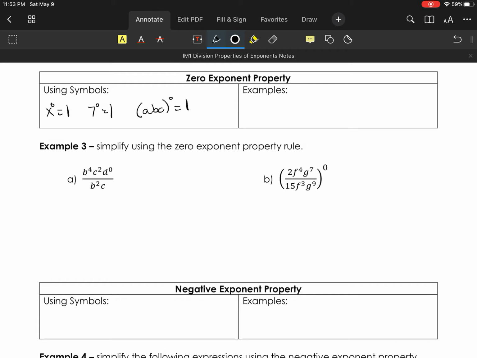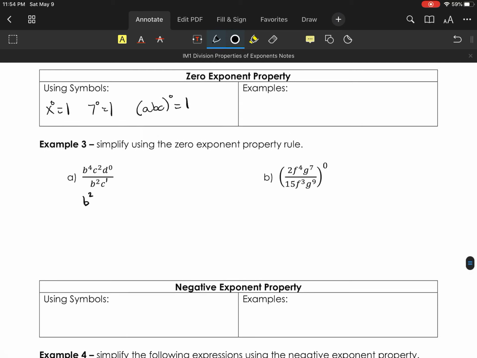So on letter A, you have b to the 4th, c squared, d to the 0 over b squared c. I'm going to simplify the b's and the c's first of all. So b to the 4th over b squared. Again, I'm going to subtract my exponents. So 4 minus 2 gives you b squared. C squared over c to the first, I'm going to subtract 2 minus 1, which gives me just 1. So that's just c. And then d to the 0, that is 1, which means it just cancels out here, because if I multiply that times 1, it doesn't change the value. So this is actually just my answer.